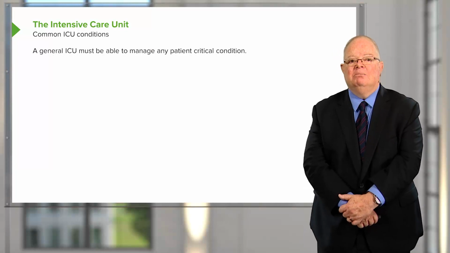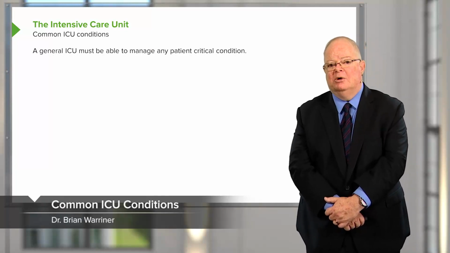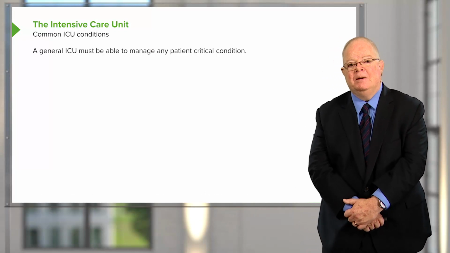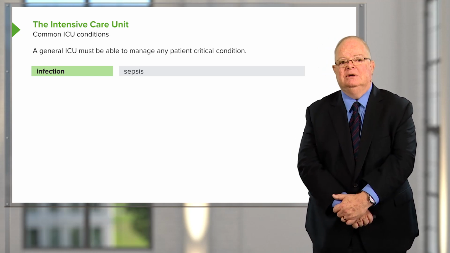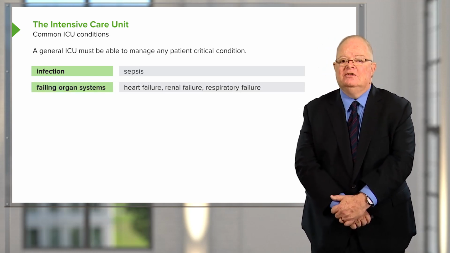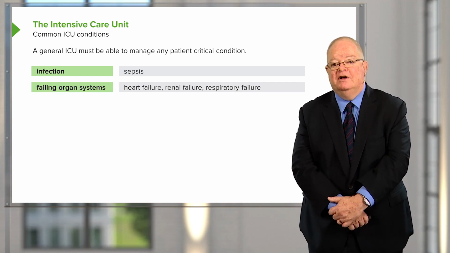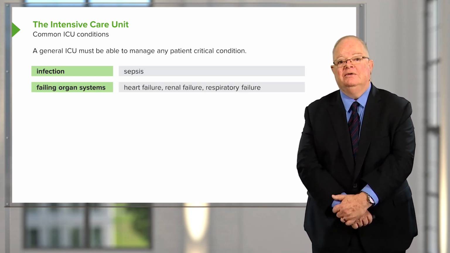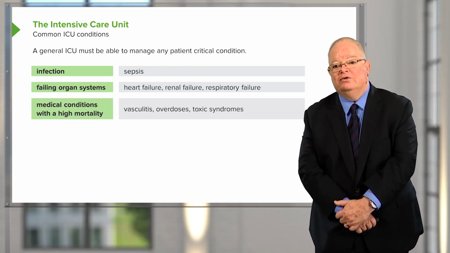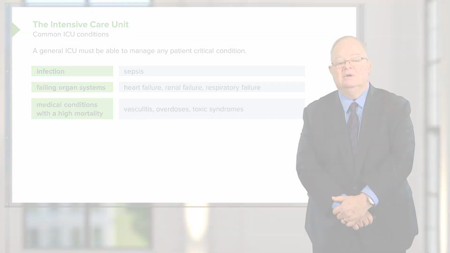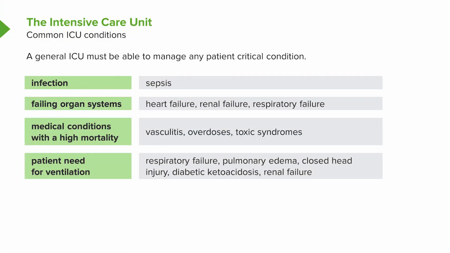So let's talk about some fairly common diagnoses in the intensive care unit. Infection is a major reason to admit patients to the ICU. Failing organ systems is a second reason for admitting patients: heart failure, renal failure, respiratory failure, and medical conditions with high mortality, such as vasculitis, overdoses, toxic syndromes. Patients in need of ventilation: respiratory failure, pulmonary edema, closed head injuries, diabetic ketoacidosis, renal failure again, and other major system disease.